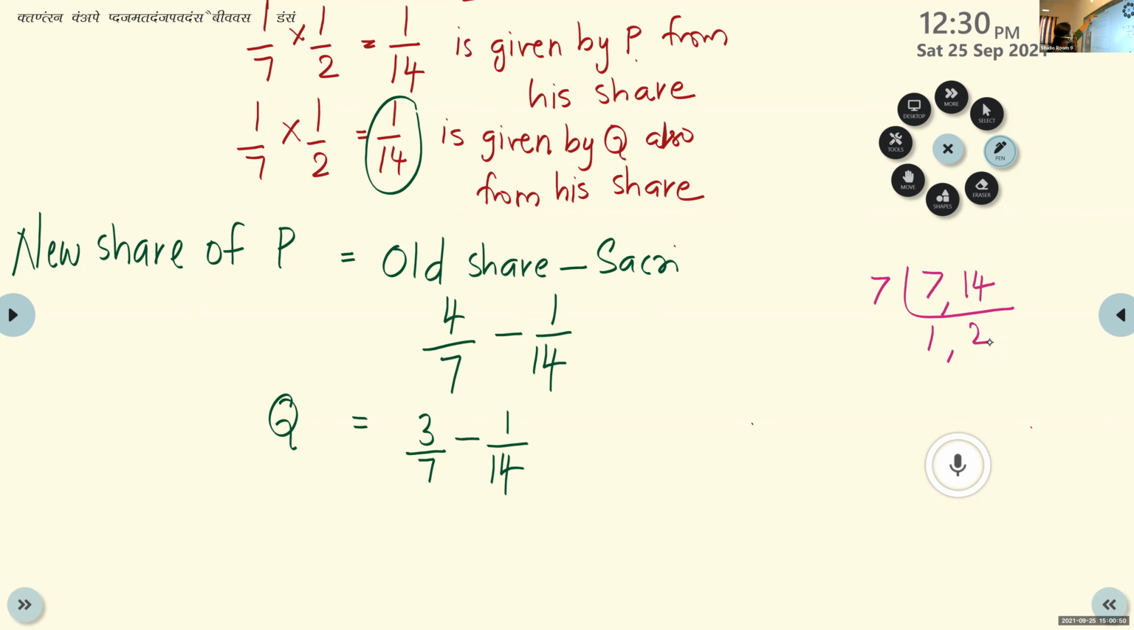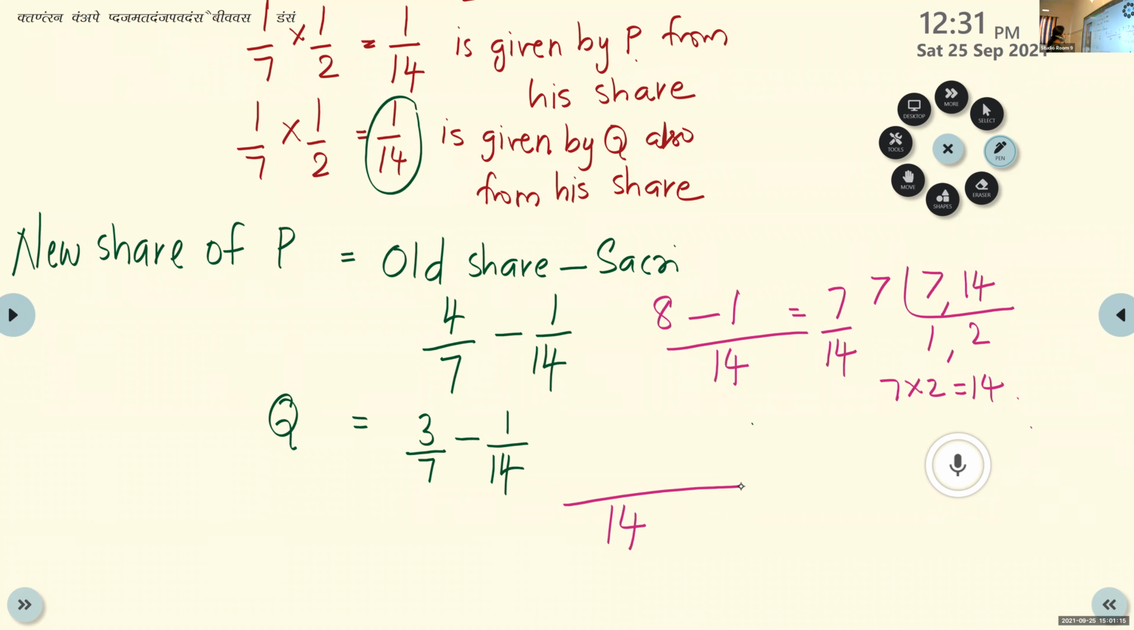Yes, Anila, answer is right. Shubham, somewhere something wrong. Okay, so 7 into 2, 14 is the LCM. So 14. 7 into 2, 14. 4 into 2, 8. Minus 14 into 1, 14. 1 into 1, 1. 7/14. That is the first one. Again, the next LCM 14. 7 into 2, 14. 3 into 2, 6. Minus 14 into 1, 14. 1 into 1, 1. So 5/14.